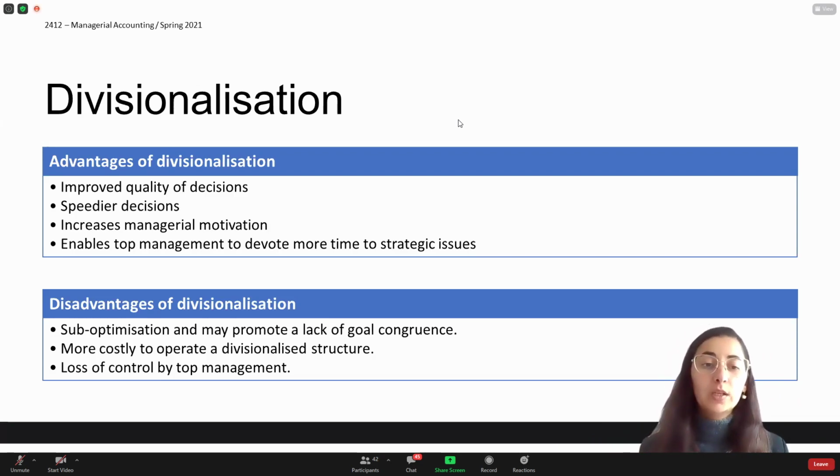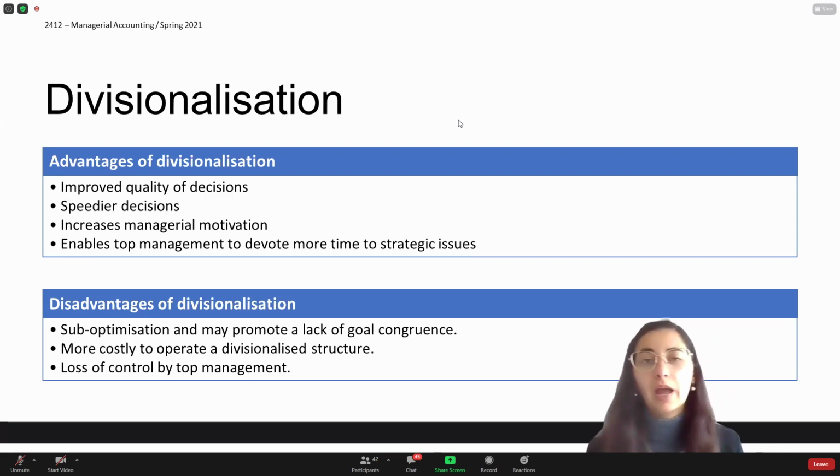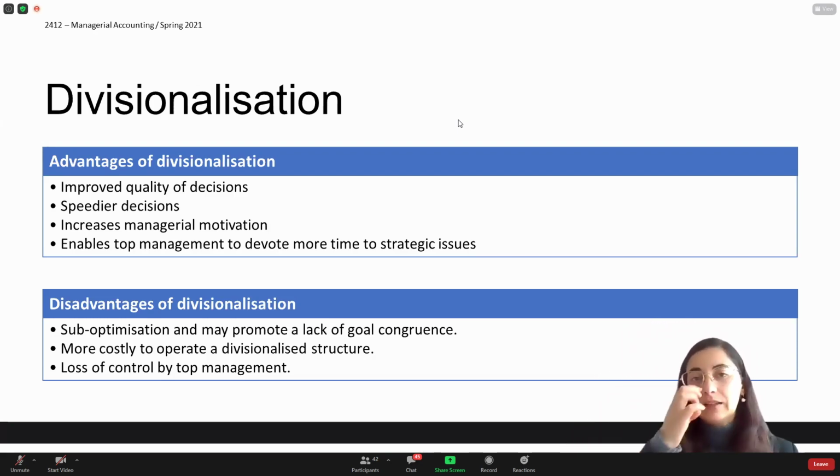And also it's more expensive to operate a divisionalized structure because we will have more costs associated with each division. While if we have a functional structure, we have the CEO, and then we have, say, the accounting. Accounting is the same for everyone. If we have a divisionalized structure, maybe we have a secretary for each manager, we'll have an accounting for each division, etc. And also it makes top management lose control of what's going on in the operations. If there's not good communication, top management might lose a little bit of control of what's going on.